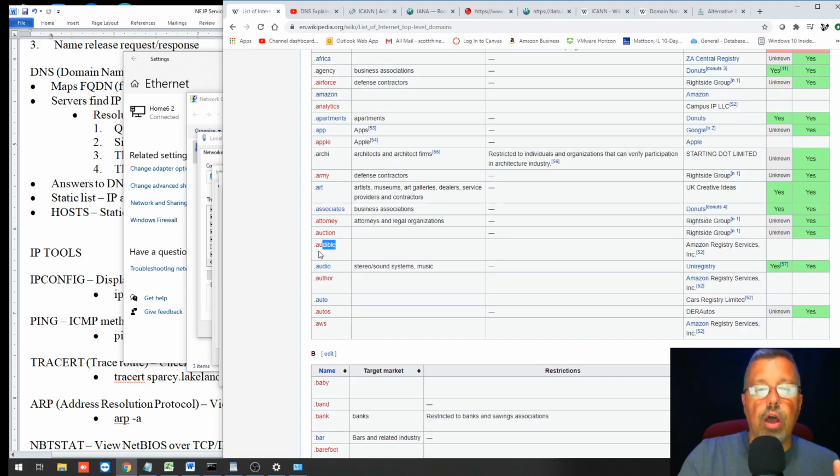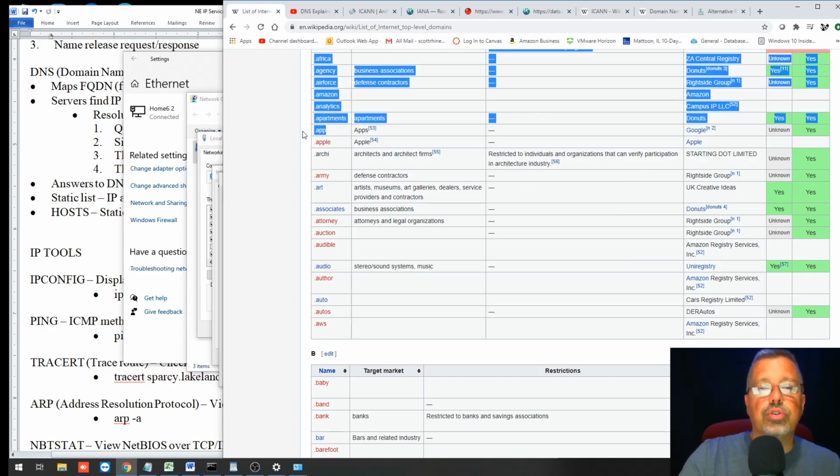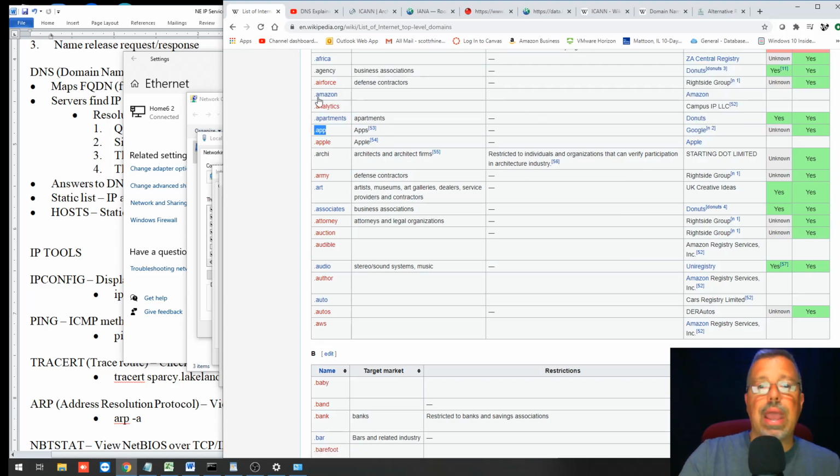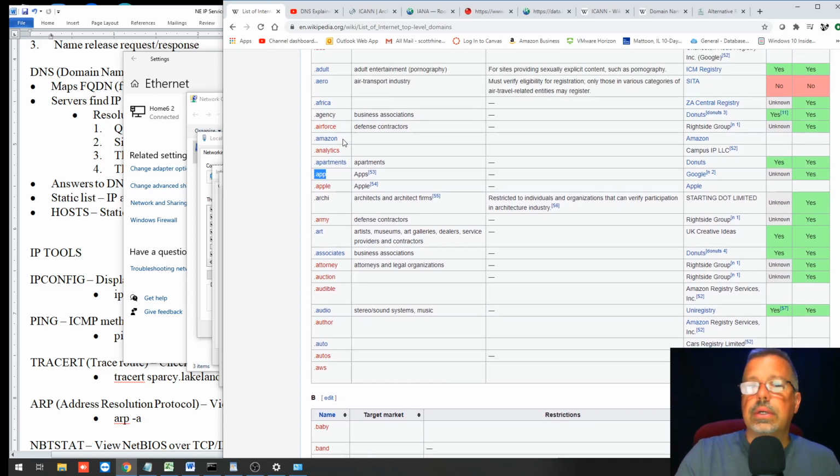So, Audible was registered by Amazon. Books, Read, Music. Amazon grabbed a ton of them. Google grabbed a ton. Microsoft grabbed a ton, at $185,000 apiece. Google took, Apple took .app, Amazon. There actually was some controversy about .amazon because there was an Amazon rainforest group that originally had it, and ICANN overrode that and gave it to the corporation.